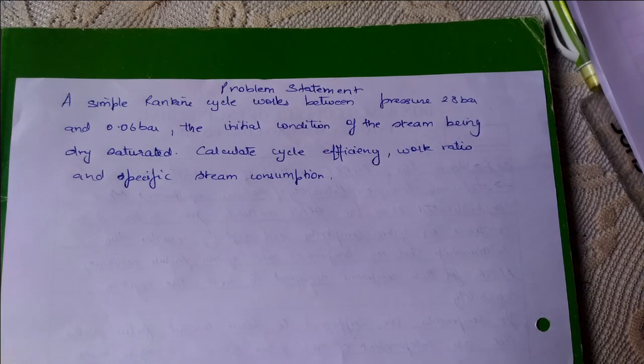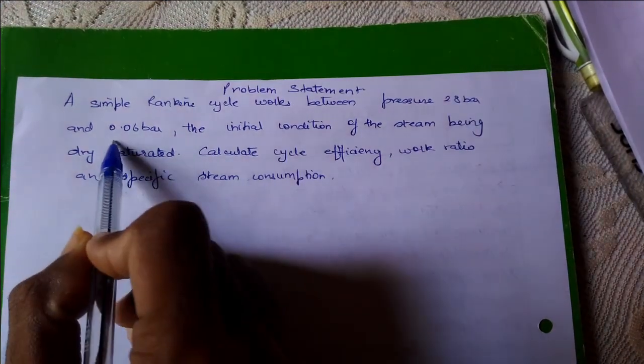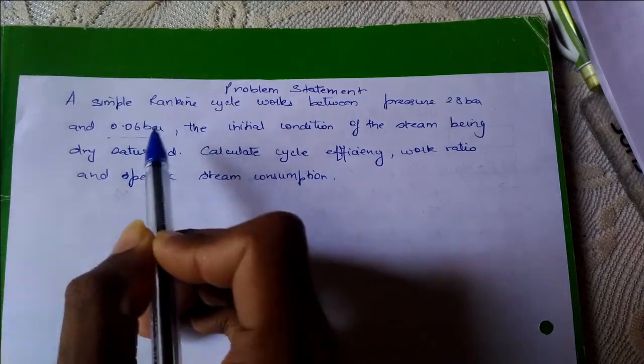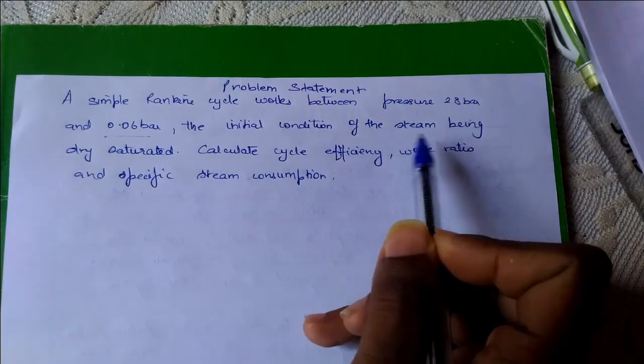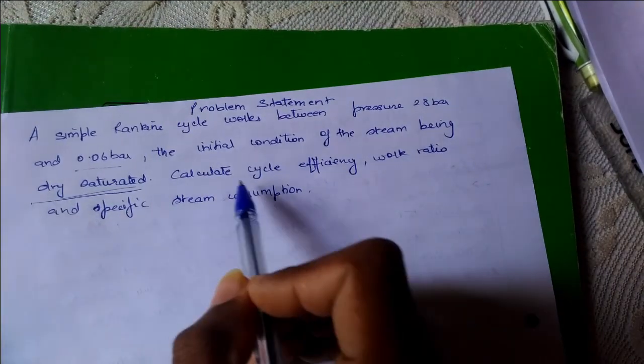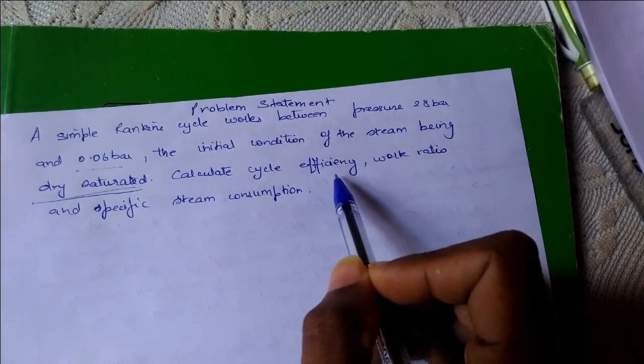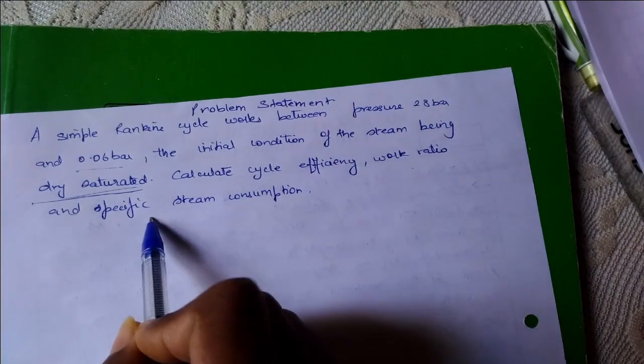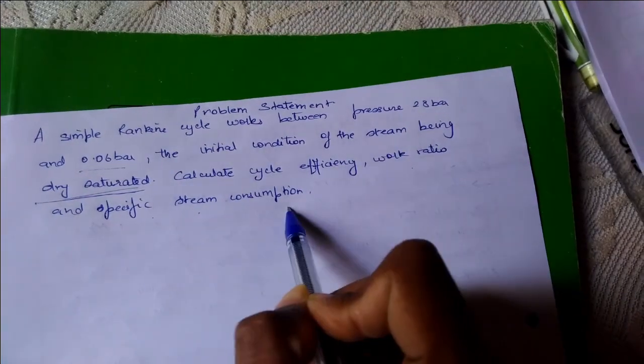So today's problem is on a Rankine cycle. A simple Rankine cycle works between pressures 28 bars and 0.06 bar. The initial condition of the steam being dry saturated. This is very important. Calculate the cycle efficiency, work ratio and specific steam consumption.